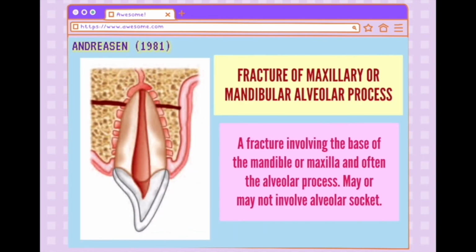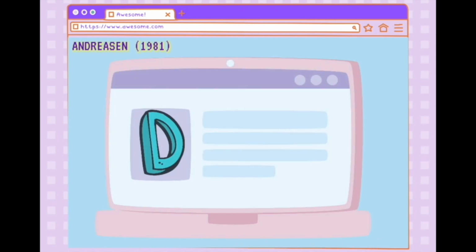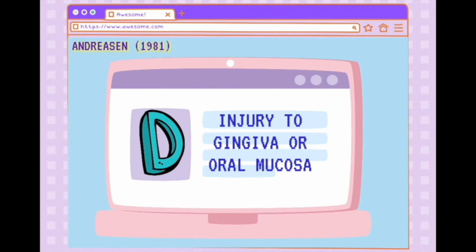Fracture of maxillary or mandibular alveolar process. It is a fracture involving the base of the mandible or maxilla and often the alveolar process. It may or may not involve the alveolar socket. The last and fourth category is injury to gingiva or the oral mucosa.